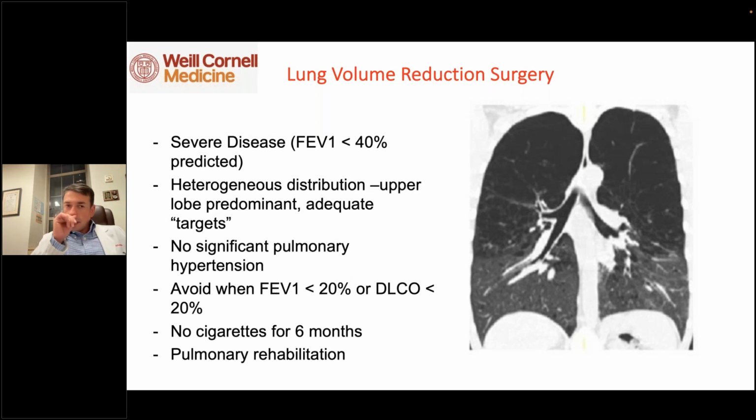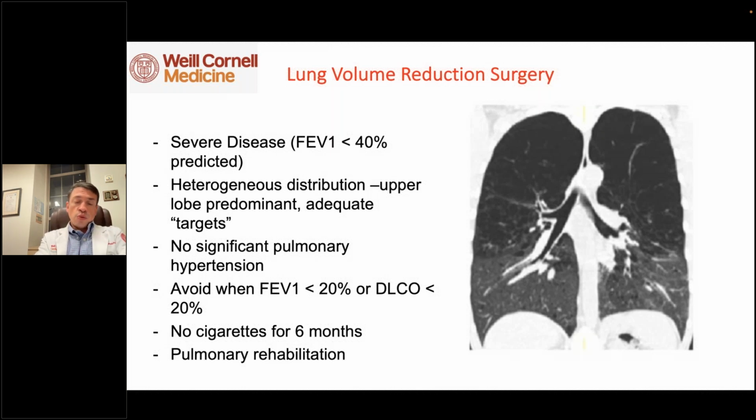So to switch gears a little bit, lung volume reduction surgery. You know, some people think that valves are here to replace LVRS. I don't think that is true. And I think lung volume reduction surgery is an important part of a multidisciplinary approach to any lung volume reduction program.